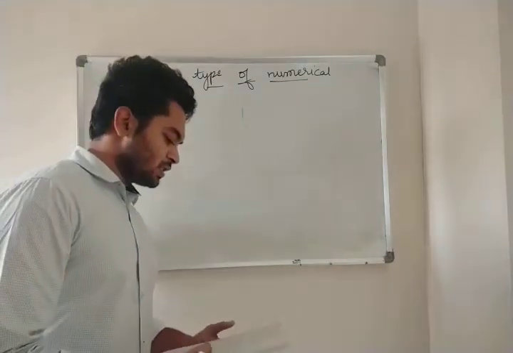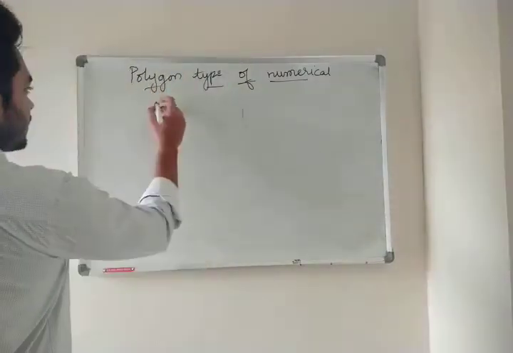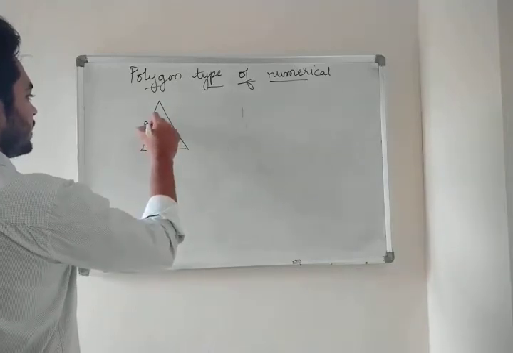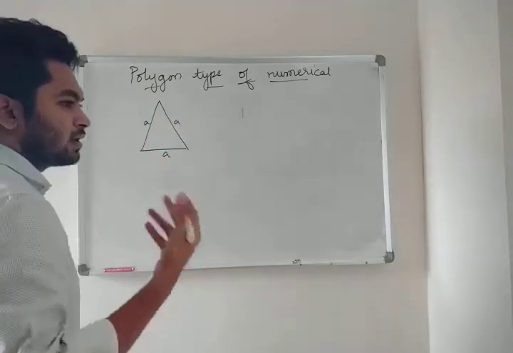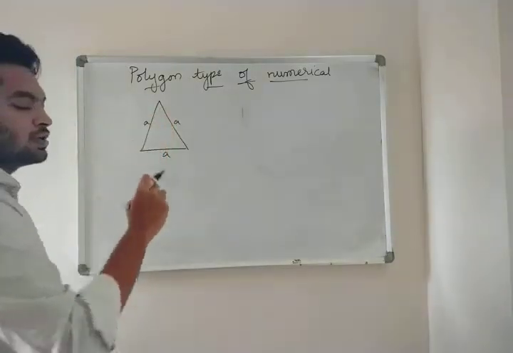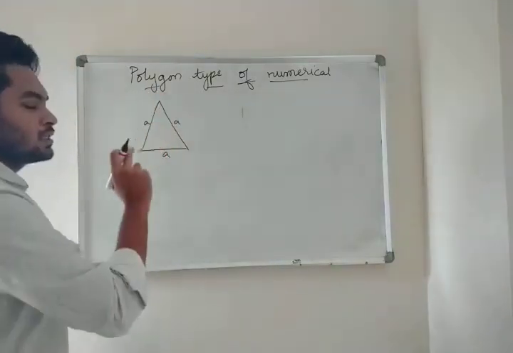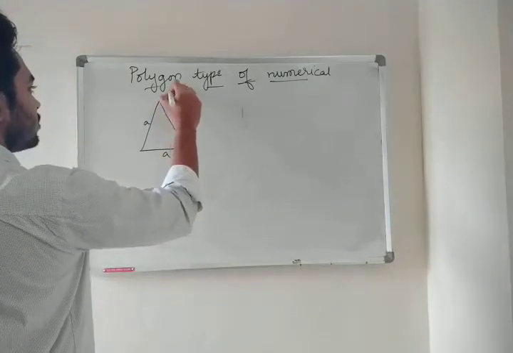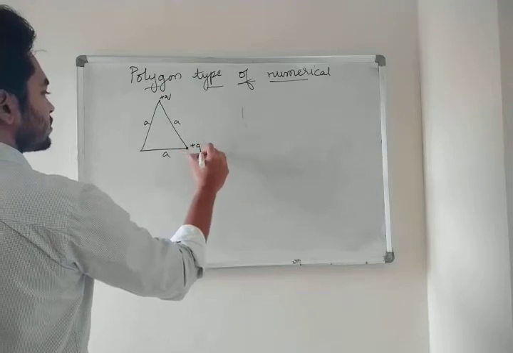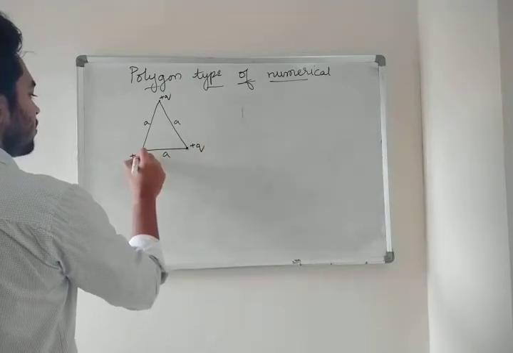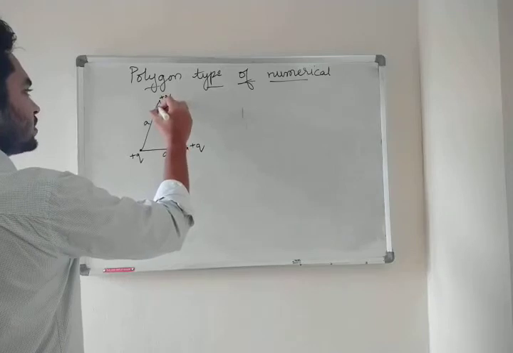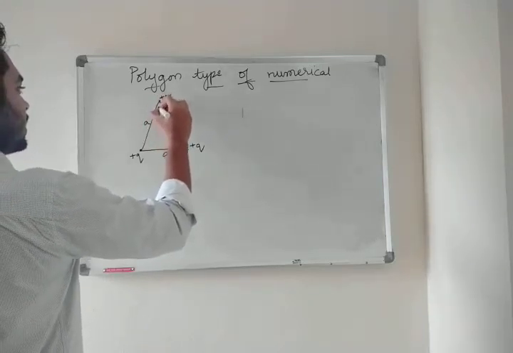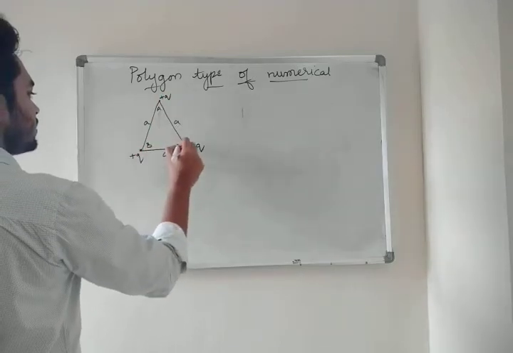Our first type is, suppose we have an equilateral triangle of each side A. All the sides are equal, and in an equilateral triangle all the angles are also 60 degrees. 60, 60, 60, so the total is 180. Here we have a positive charge Q, here also a positive charge Q, and here also a positive charge Q. Let us name this vertex as A, this vertex B, and this vertex as C.